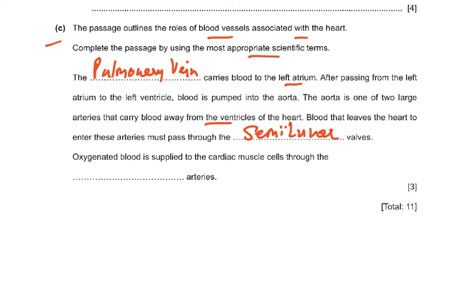Semilunar valves. Oxygenated blood is supplied to the cardiac muscle cells through the coronary arteries. So an easy 3 marks, and the total marks for this question were 11.